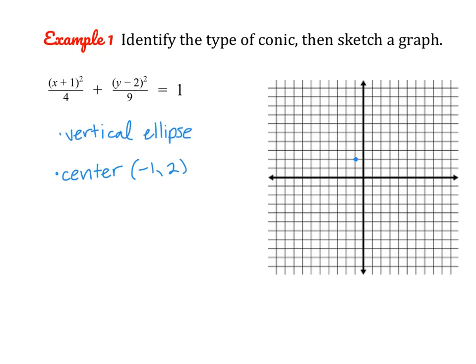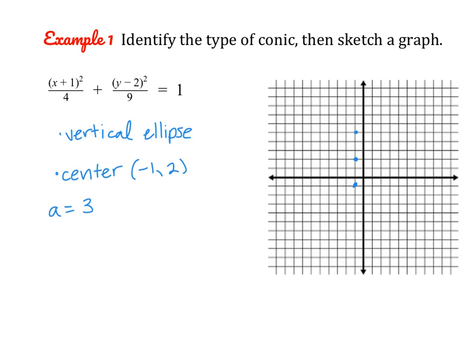Now we're going to look at it and identify our a value. So remember, a squared is always the larger denominator. So I can see here that a is 3 since a squared is 9. Now since it's vertical, that means from the center, I'm going to go up 3 and down 3 to find my vertices. So I have one vertex here and one vertex here.